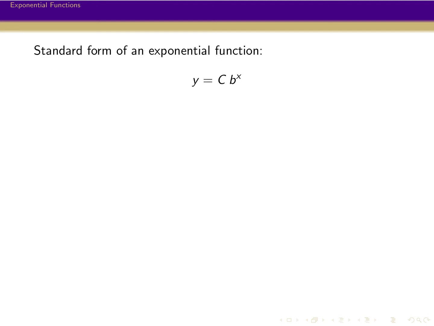Okay, so this gets us to the standard form of an exponential function. It's y is equal to c, a constant, times another constant b raised to the x power. The b here is the common ratio. Like we saw in the table before, the common ratio was 2. This base, b stands for base, is the common ratio when you increase x by 1.